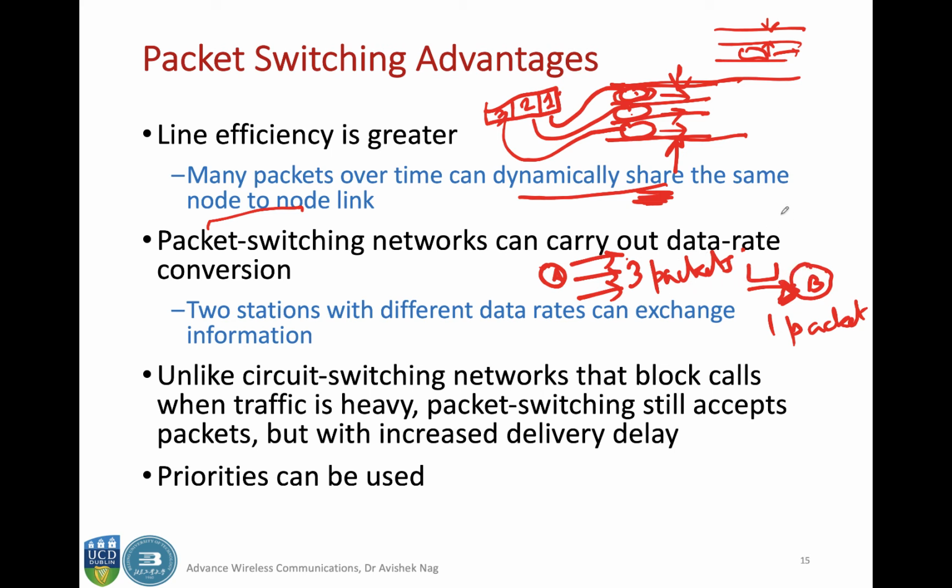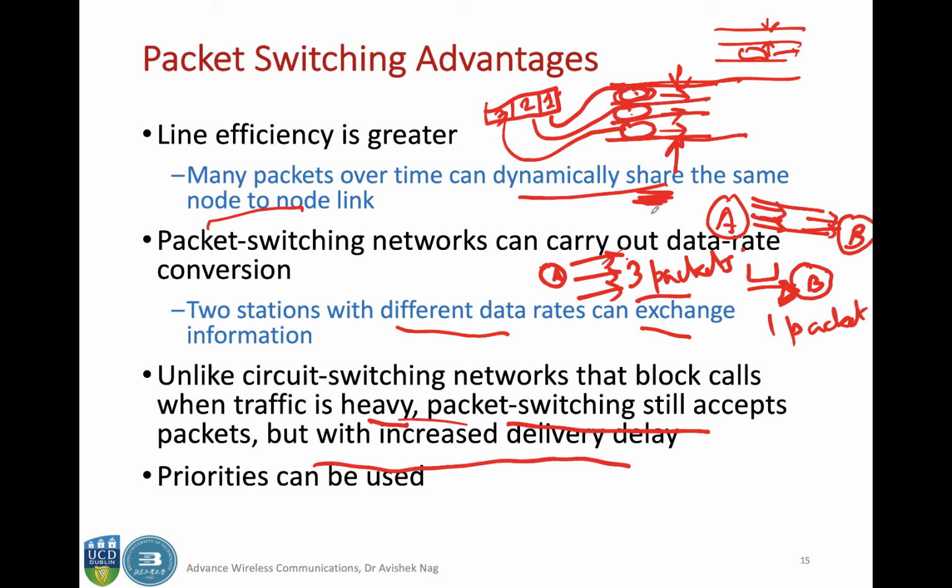But in circuit switching, this is not possible because you have a dedicated circuit, and whatever rate the source is pumping data, that rate has to be there at the destination for receiving the data. Two stations with different data rates can still exchange information in packet switching because packet switching networks can carry out data rate conversion. So 3 packets per unit of time can be converted to 1 packet per unit of time, and the remaining can wait in a buffer. And unlike circuit switching networks, which block calls when traffic is heavy, packet switching still accepts packets but with increased delivery delay.